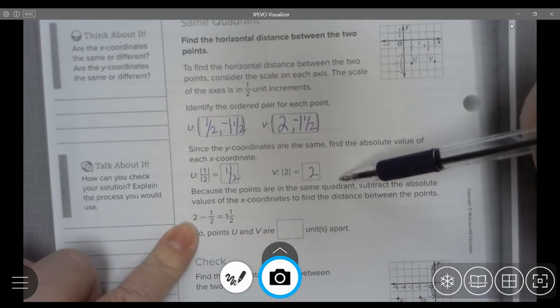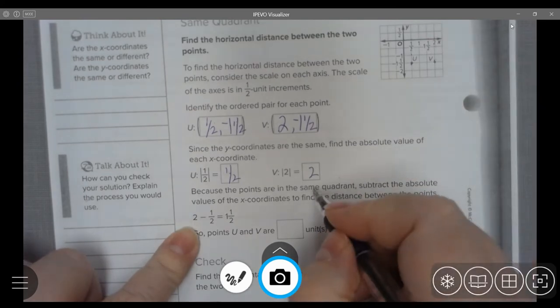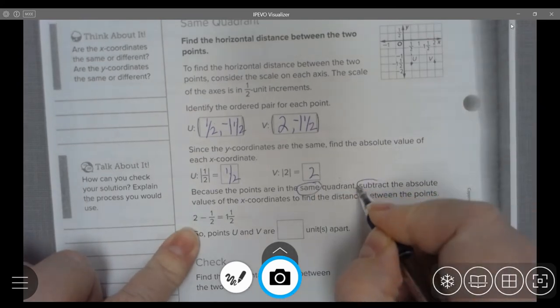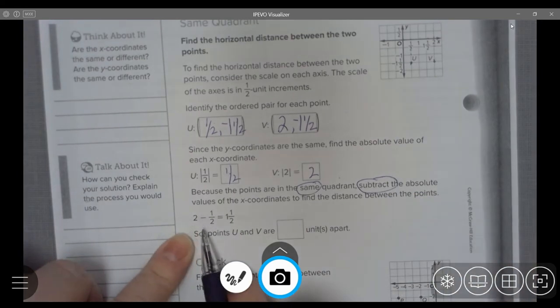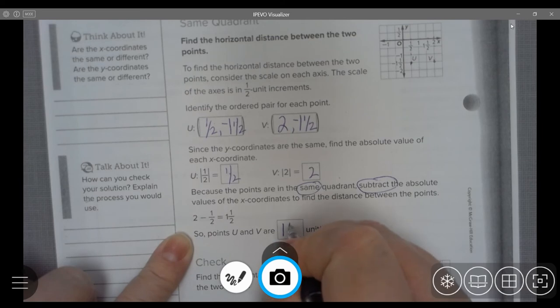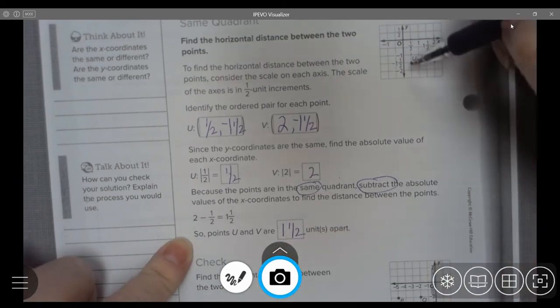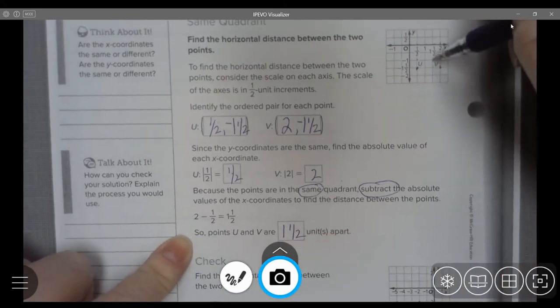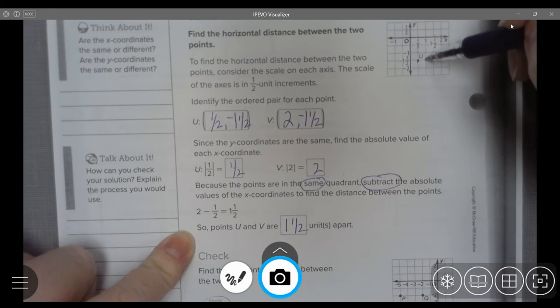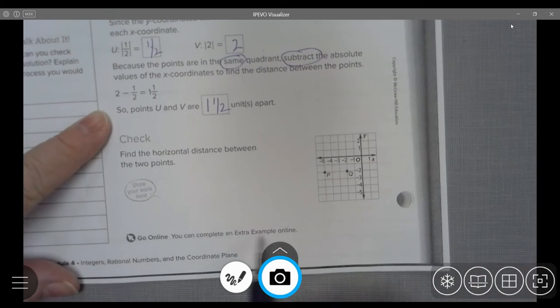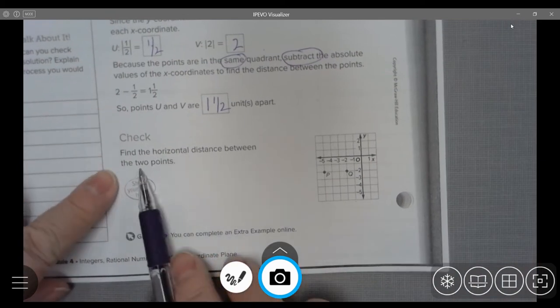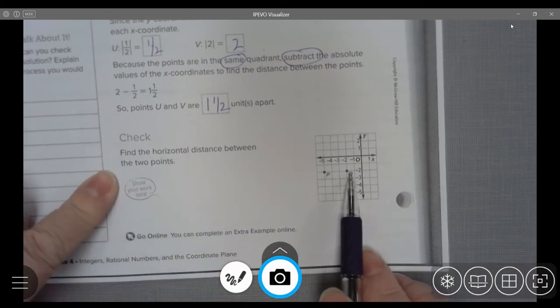Because the coordinates are in the same quadrant, we subtract. So same, subtract. So we would take 2 minus 1/2, and we would find that U and V are 1.5 units apart. So if I count over, it's 1/2, 1, 1.5 units. Check. Find the horizontal distance between these 2 points, P and Q.